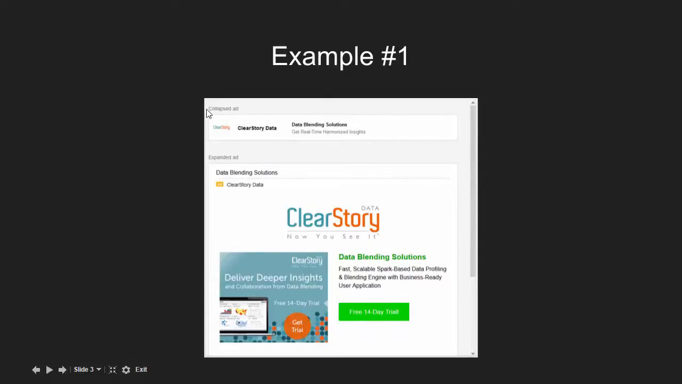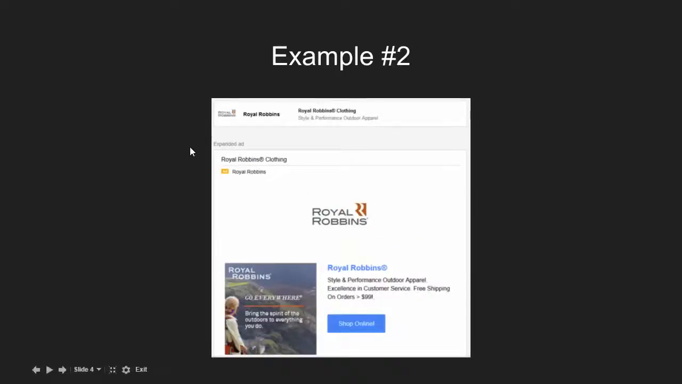You can see here at the top where it says collapsed ad. This is what it looks like in the promotions section on the Gmail page. And once someone clicks on this ad, it expands to a bigger ad that looks like this, that has a call to action button that you can see, the free 14-day trial, and a little more information that you can put in here. And here's another example. Again, you see the collapsed ad up top and the expanded ad with another call to action. They look pretty nice.